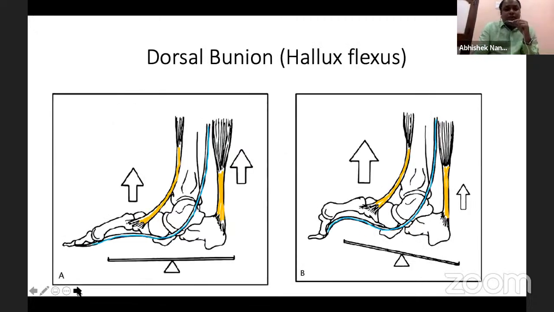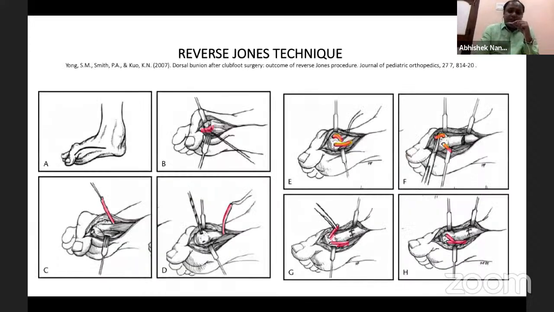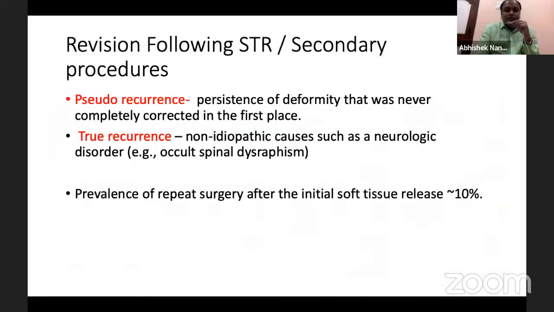Next complication will be a dorsal bunion, which we also call hallux flexus. The reason for this is, once the tendo Achilles is lengthened and there is hyperactivity of the tibialis anterior, the flexor hallucis longus will be contracting to produce a compensatory plantar flexion, and hence there will be a dorsal bunion. If it is there, the management is a reverse Jones technique, where we take the FHL, make a tunnel through the metatarsal neck, and suture it. So, revision following a soft tissue release.